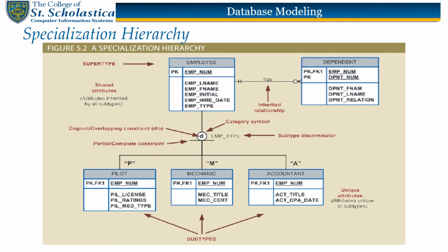Figure 5.2 shows the specialization hierarchy formed by an employee supertype and three entity subtypes: pilot, mechanic, and accountant. The specialization hierarchy reflects the one-to-one relationship between employee and its subtypes. For example, a pilot subtype occurrence is related to one instance of the employee supertype, and a mechanic subtype occurrence is related to one instance of the employee supertype. "Is a" relationship examples in this figure are a pilot is an employee, a mechanic is an employee, and an accountant is an employee.